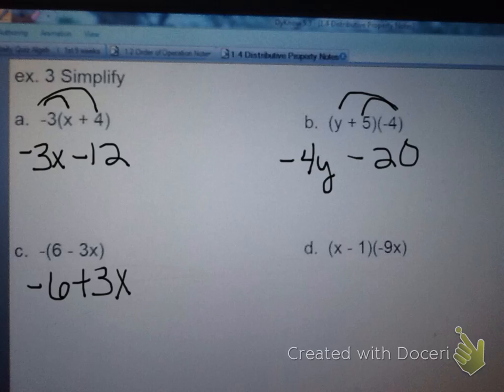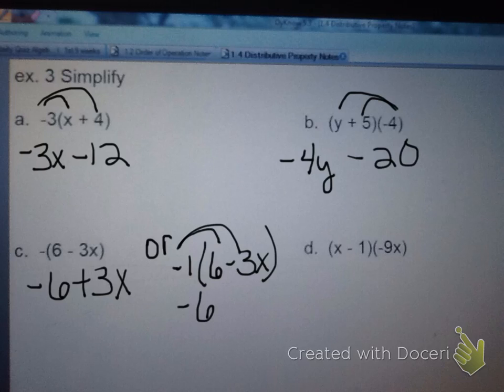Another way you could do this is rewrite it putting a 1, replacing the negative with negative 1. Then distribute that out. Negative 1 times 6 is a negative 6. Negative 1 times a negative 3x is a positive 3x. You get the same thing.